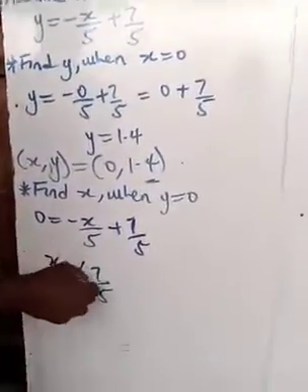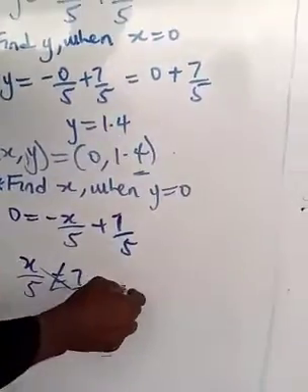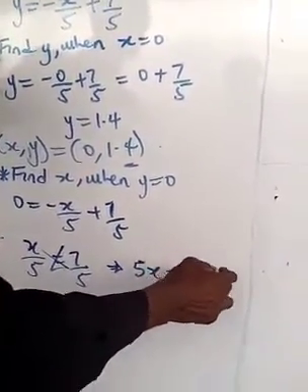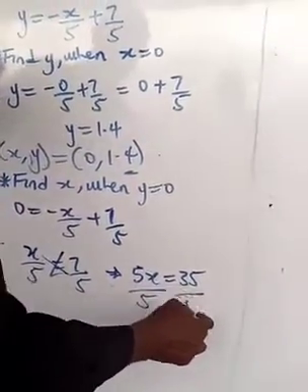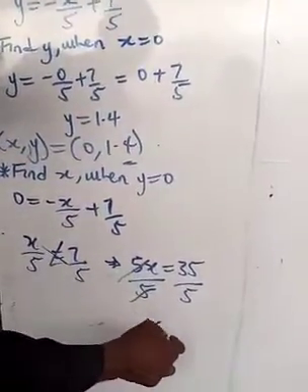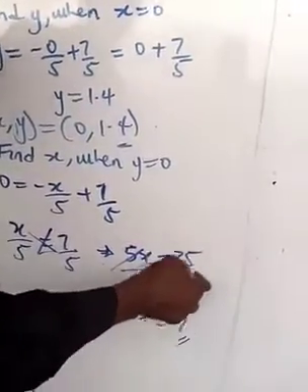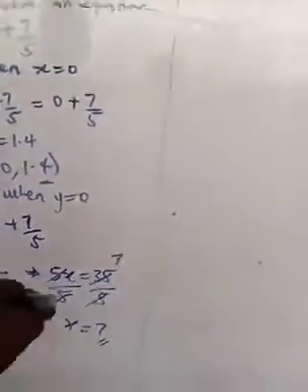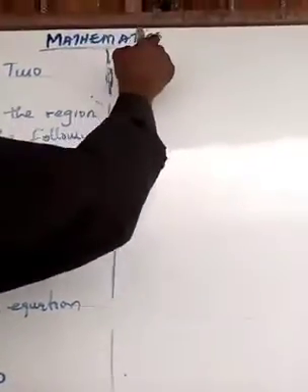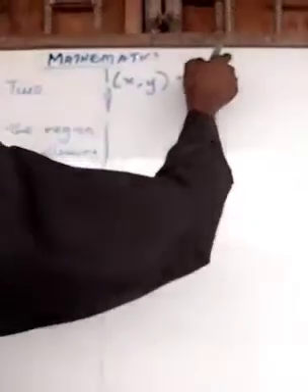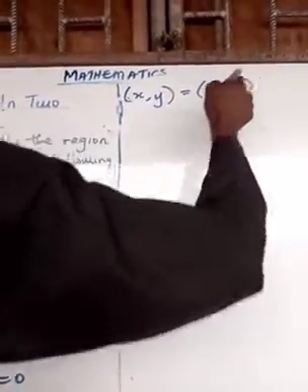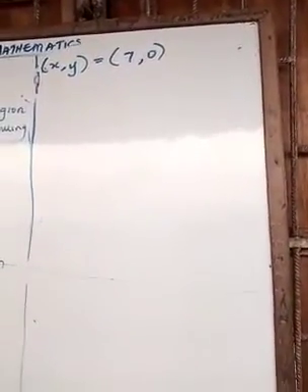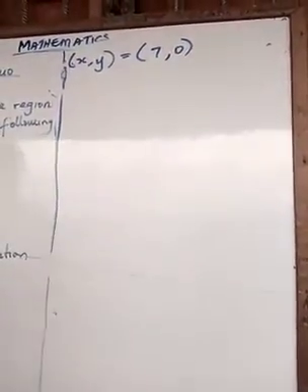So if we cross multiply, we have 5x is equals to 35. So if we divide both sides by 5, so that means x is equals to 7. So what we can get from here also is that when x is 7, y is 0. So we'll use those two coordinates to plot the graph.